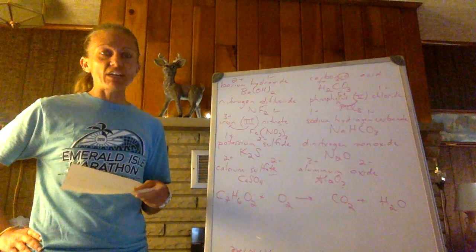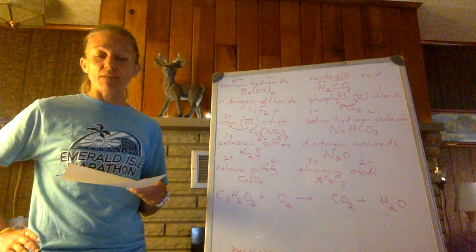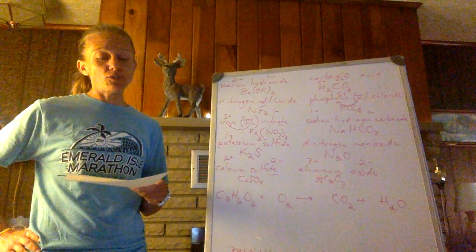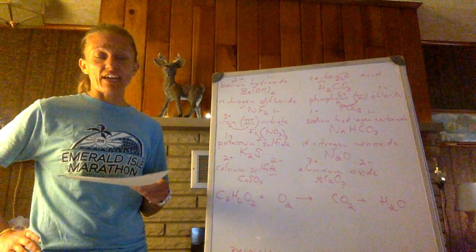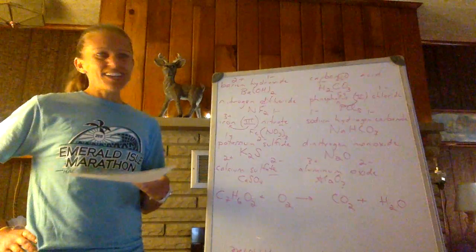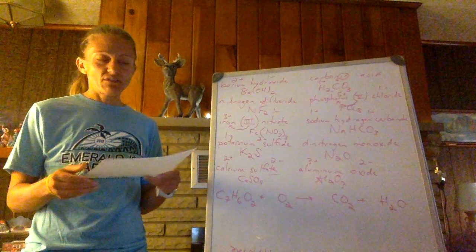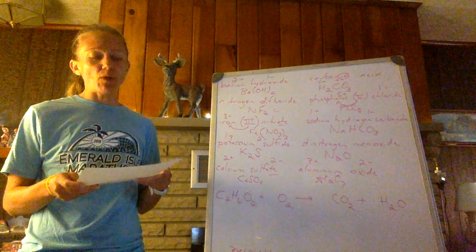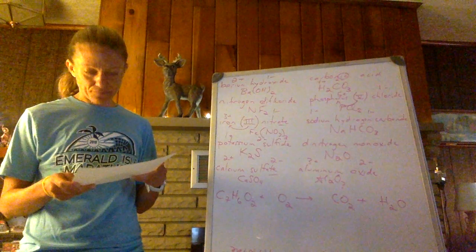N2 plus 3H2 yields 2NH3. That's a synthesis reaction because I made 1 thing out of 2. S8 plus 12O2 yields 8SO3, also synthesis, made 1 thing out of 2. This next one was ugly. It's closest to double replacement, but the replacement's kind of off. SiCl4 plus 4H2O yields H4SiO4 plus 4HCl.